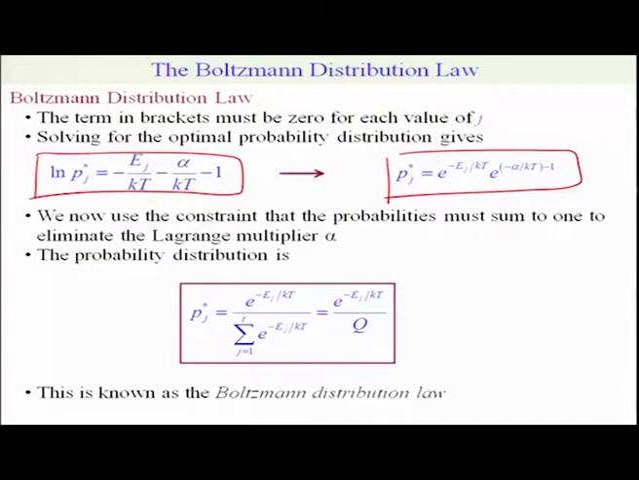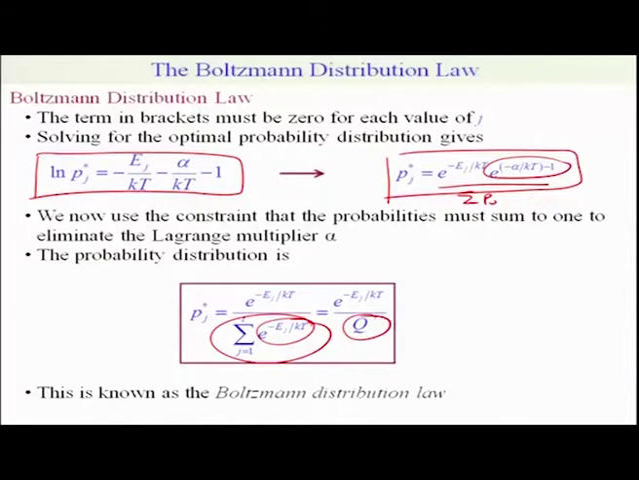Now, in order to get rid of alpha, we make use of the fact that we can normalize it by the summation of Pj, which should be 1, and this is what we have done here. So, we can get rid of this because alpha is a constant. What remains is e to the power minus Ej divided by kT, divided by the summation of e to the power minus Ej by kT, and we have said that the summation of this factor, the Boltzmann factor, is nothing but the partition function q.